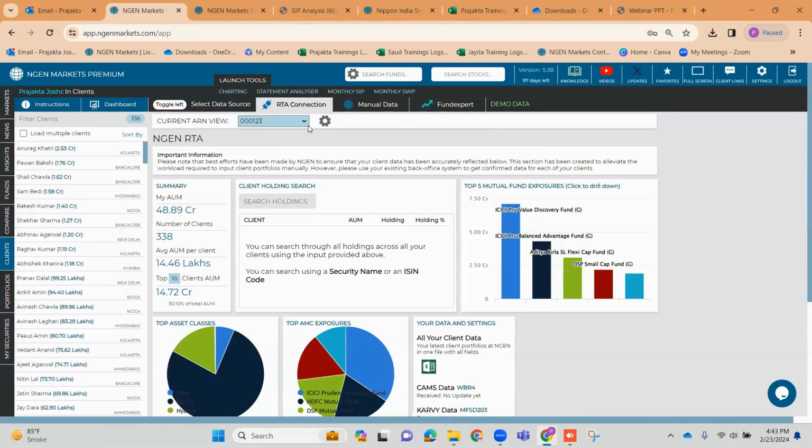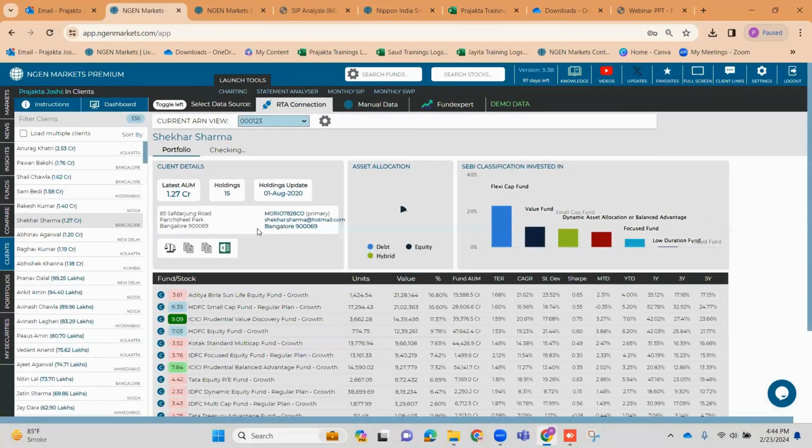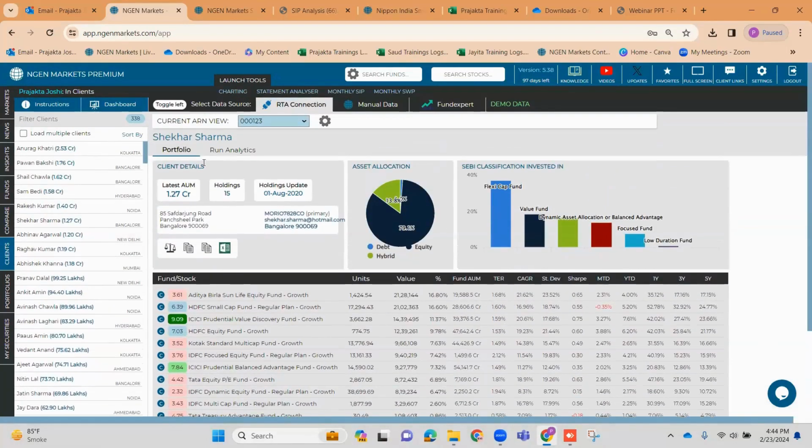Okay, sure. So you're saying your portfolio is already added using the RTA connection. Okay, so for example, let's say this is your client portfolio, Shekhar Sharma. You'll not be able to do any editing here, because this is directly linked to RTA. But there's a way about it. What you can do is simply copy this client to the manual data tab. You can see this copy button.